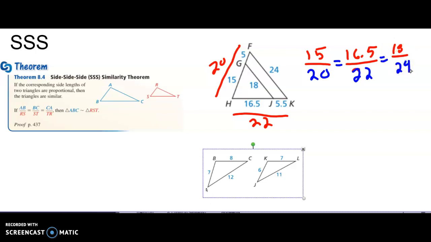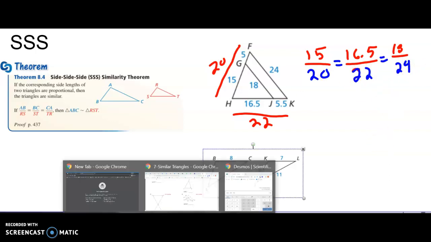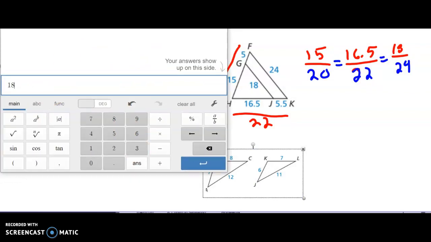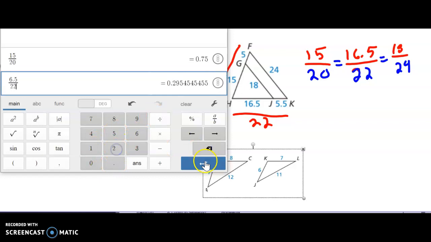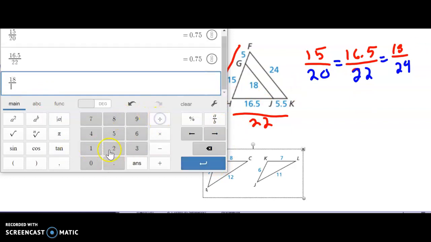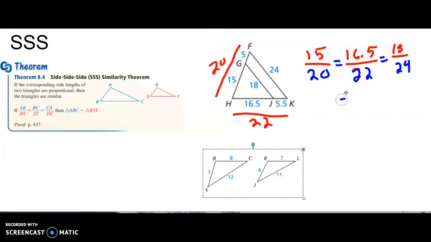So now let's go through and look at each of those things. I can come over here and go to Desmos, and I'm going to compare each of those. Let's take 15 divided by 20, and we get 0.75. Let's take 16.5 divided by 22, and that is 0.75. So now, as long as 18 divided by 24 is 0.75, ding, ding, ding, all of these are equal to 0.75. So it is similar by side similarity.